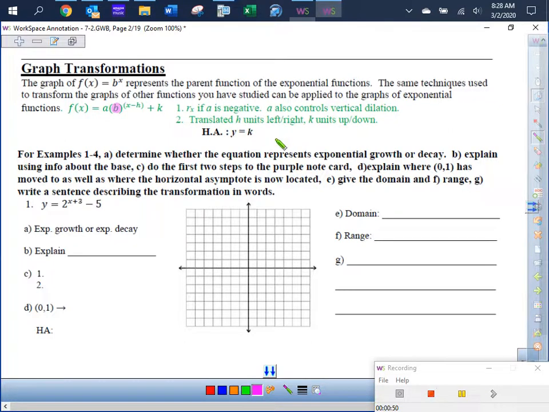So one of the questions on the Desmos asked you, like, where was the horizontal asymptote every time? Well, it's always going to be at y equals k, because what does k do, guys? What does k do to that thing? Translates up or down in this case. So let's rock and roll with all of this.